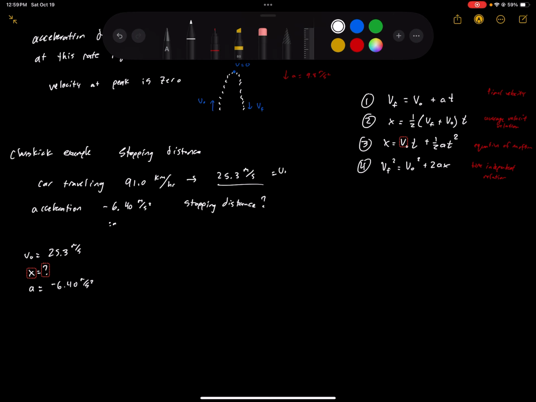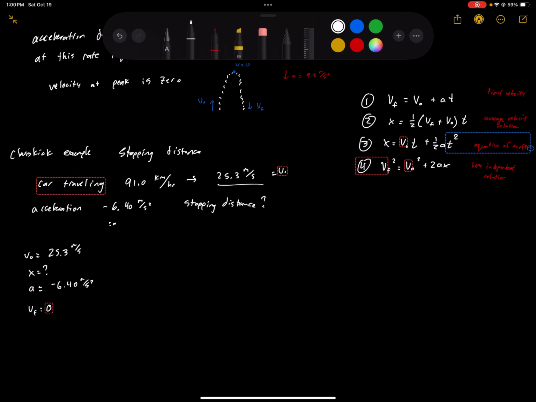When you stomp on the brakes, you're going to end up with no velocity, right? That's what it means to stop moving. So your final velocity is 0. All right, so we have 3 variables. We need a 4th variable.